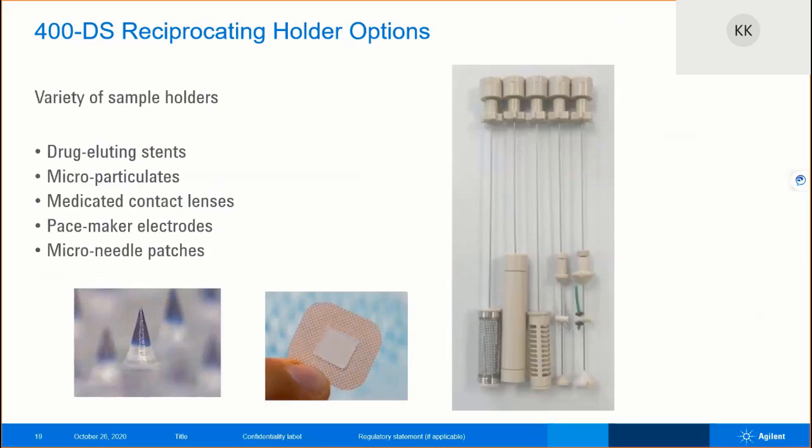So the application, really, your drug-eluting stents, as I mentioned, that's what it was originally designed for. You have these holders here that you can see on the picture on the right. Microparticulates, you can use it for medicated contact lenses, pacemaker electrodes, and also your microneedle patches, right? Again, you are free to choose your holder. We can make holders for you. You can even make them yourself. The whole thing is driven by a magnet, so that is sort of the only requirement. You have a magnet sitting there in the top that then moves your holder up and down.